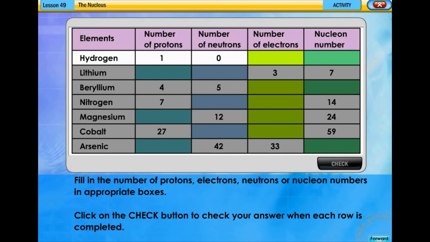Fill in the number of protons, electrons, neutrons, or nucleon numbers in the appropriate boxes. Click on the check button to check your answer when each row is completed.